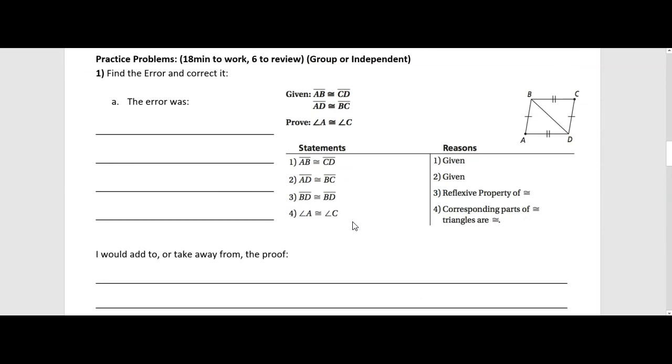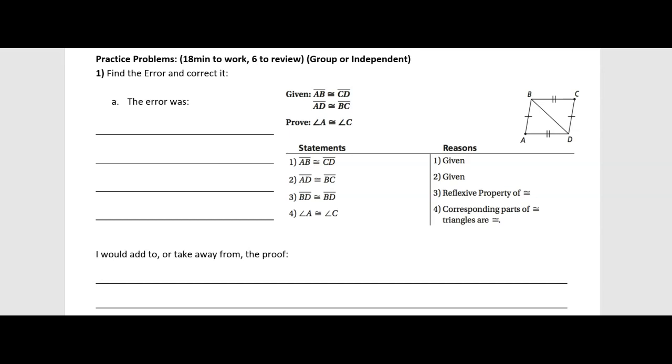So first one, the proof is already done for you, but you need to go find the error. All right, there's an error somewhere. Take time to go and look at what that error is, and then you need to explain how you would fix it. So what would you add in and what would you take away? All right, so let's take a look at this proof. It looks similar to the one that we had above. We first have two givens. Segment AB is congruent to segment CD. That's marked, and it is given, so that's correct. Then we have segment AD is congruent to segment BC, which is also given, so that's correct.